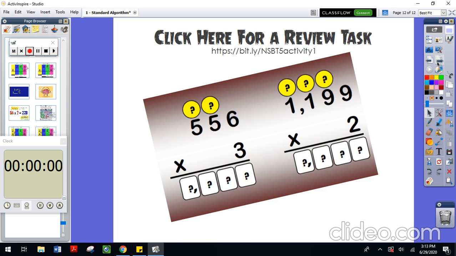Now you are going to complete a review task. So you are going to be presented with an activity that has a problem set up for you, such as 556 times 3. You are responsible for going through and filling in each question mark with the correct value.